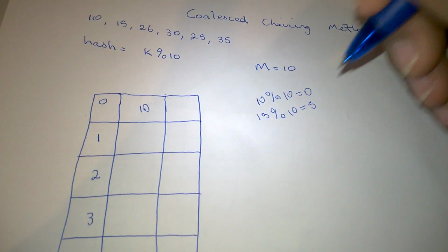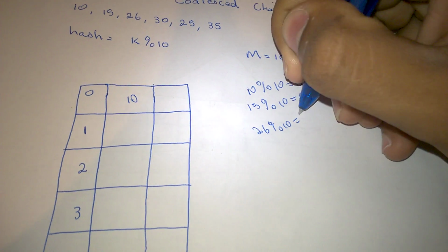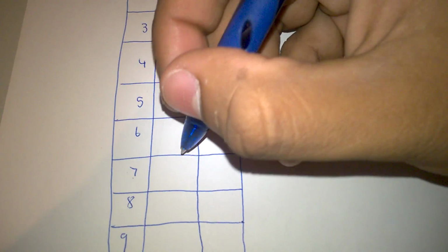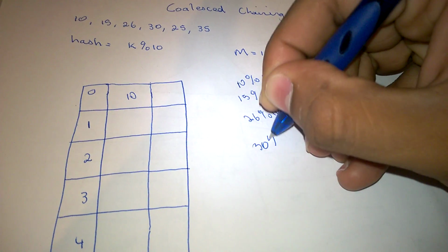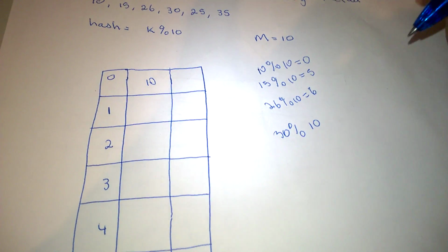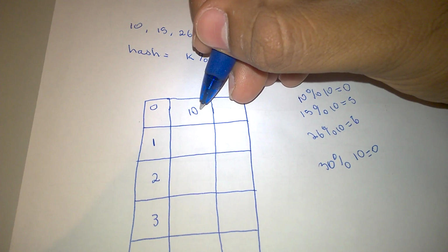So the next value we want to insert is 26. 26 mod 10 is equal to 6. So we go to position 6 and insert 26. So the next value we want to insert is 30. 30 mod 10 is equal to 0. But at position 0, we have a value.